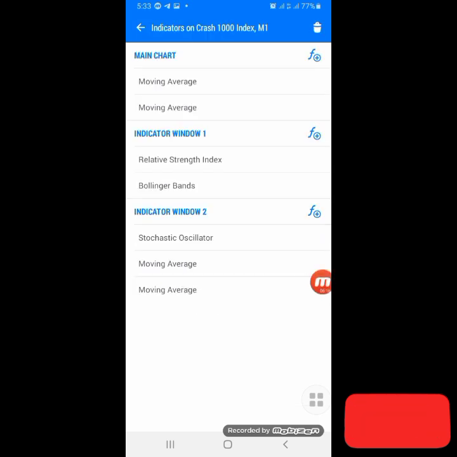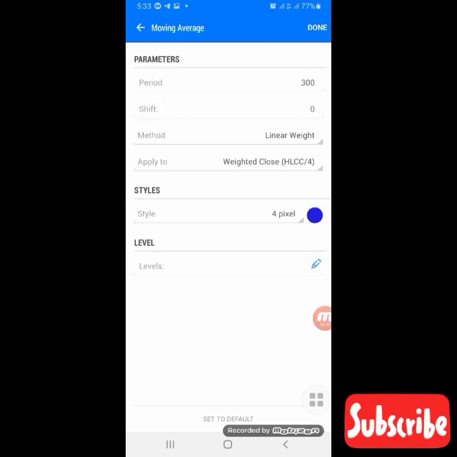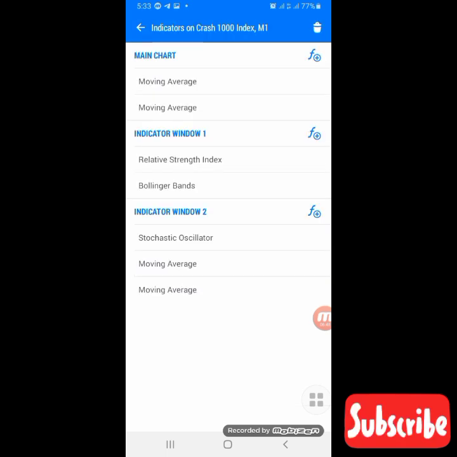Now the next thing there is these 2 moving averages. These 2 are the same as the ones on the main chart, so you can just come here and add the 300, shift 0, linear weighted, weighted close HLC4, apply to a sector, 4 pixels of blue. The next one, period is 100, shift 0. Method is linear weighted, apply to previous indicator's data, 4 pixels of purple, and that is that.